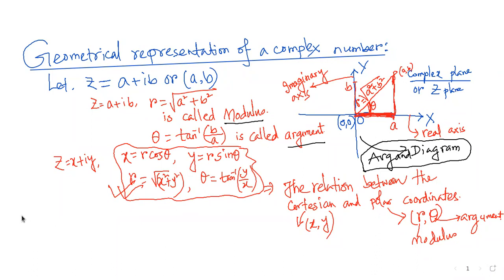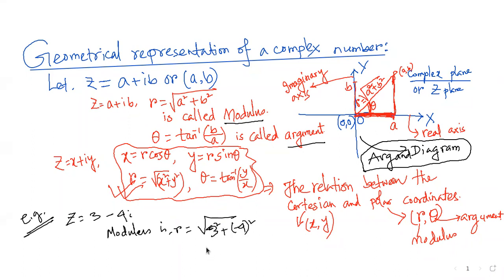So, for example, we can write any complex number, for example, z equal to 3 minus 4i. Find the modulus and argument. So it's easy, I think, isn't it? Okay. So modulus is root over 3 square plus minus 4 square. Minus 4 square is always positive, isn't it?